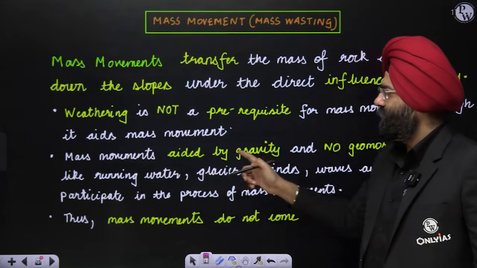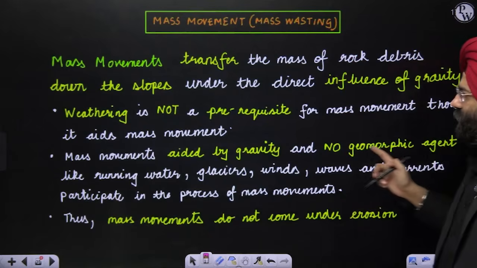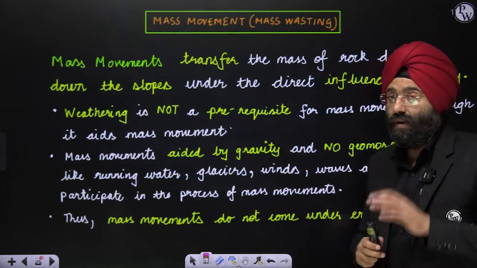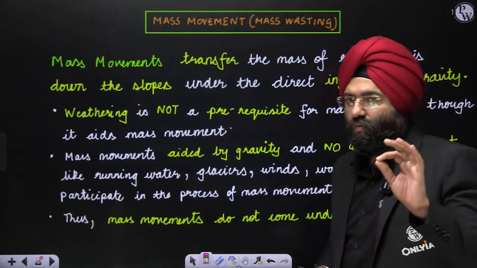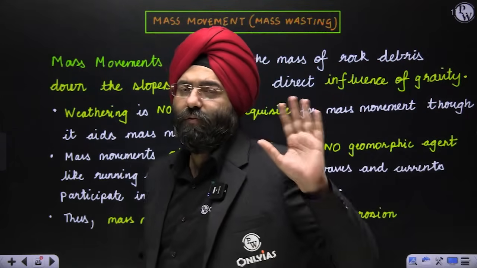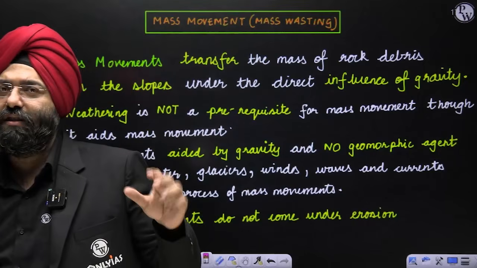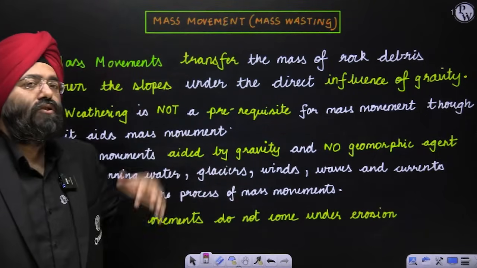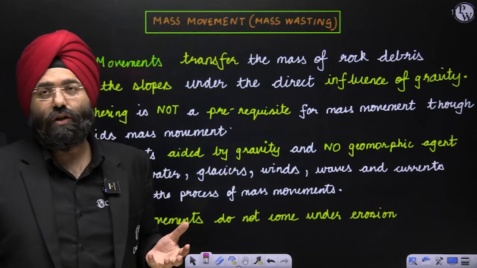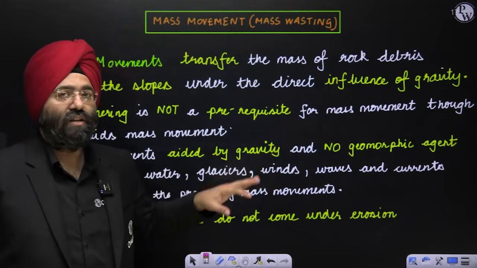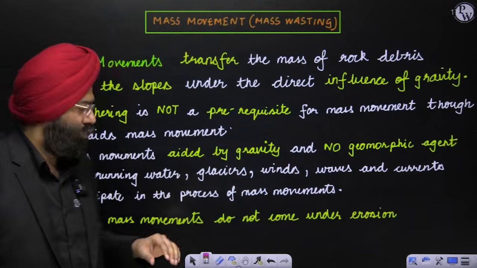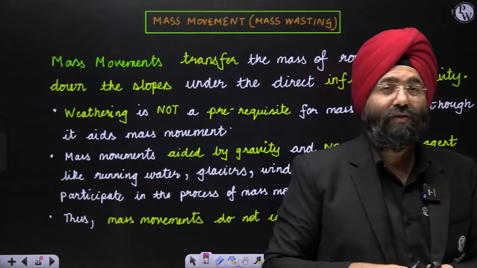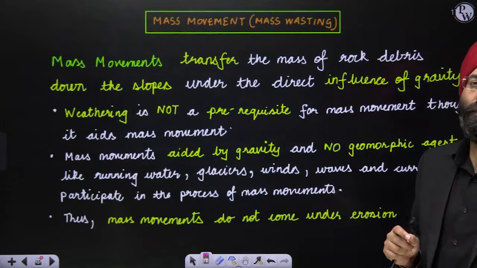Mass movement is aided by gravity, and no geomorphic agent like running water, glacier, wind, waves, or currents participates in this process. Remember that mass movement is only the movement taking place because of gravity. No other phenomena like running water will come under this category. That is why mass movement does not come under erosion, because under erosion we include all these factors of winds, glaciers, currents and so on. So mass movement does not come under erosion. That is clear-cut. These are statements which will come in your preliminary examination also.